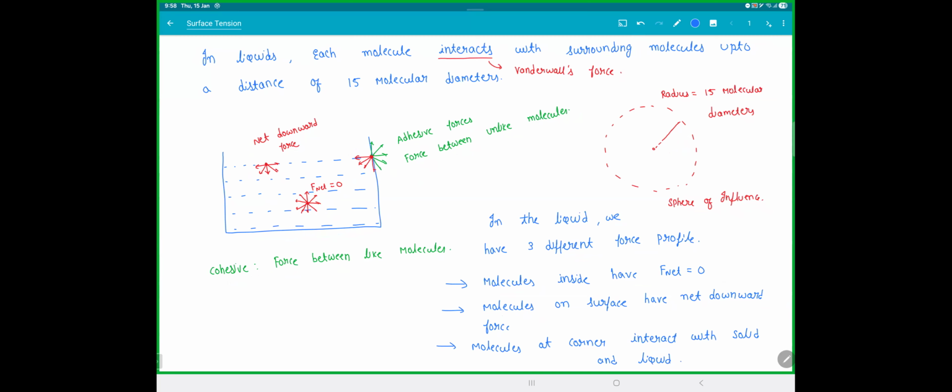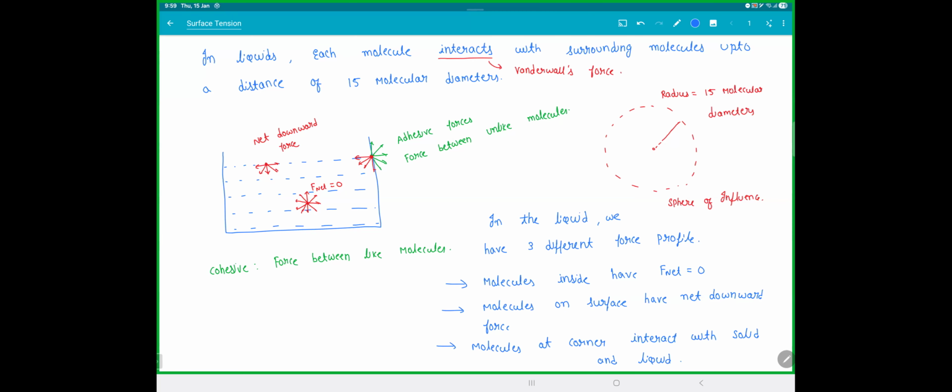This is the first thing you need to understand: what is happening at a molecular level. Is this clear, everyone? So every molecule will interact with every other molecule due to van der Waals forces. But you cannot interact forever, for infinity. So there is a limit. We have taken that limit to be 15 molecular distances, right? This was because of van der Waals forces. So if you take a molecule inside the liquid, the net force will be zero. But if you take a molecule on the surface, there'll be a net downward force. And the molecules on the edge will have two forces, solid and the liquid. We'll talk about it later on.